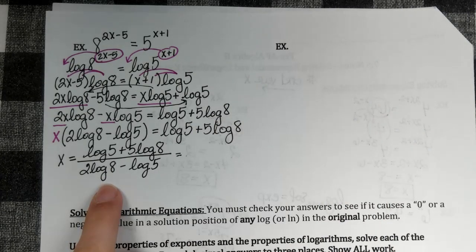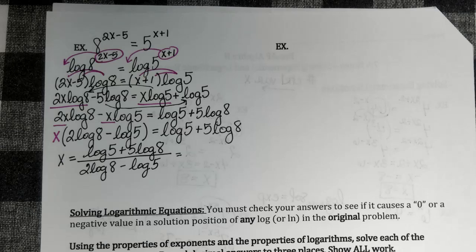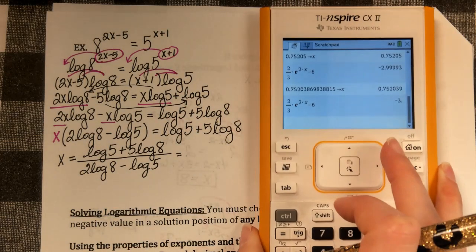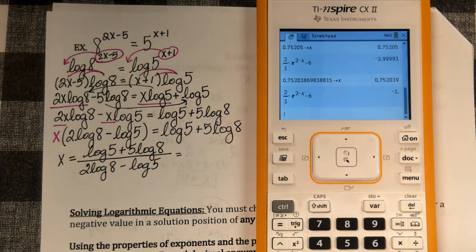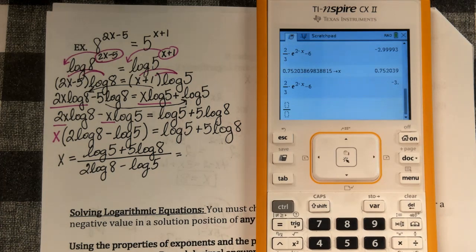Now, since this is a common log, you can either type this in your scientific or your Inspire. You'll have both in this portion of the test, so it doesn't matter which one, whatever you're more comfortable with. If you want to do it in the Inspire, control divide, get your fraction.